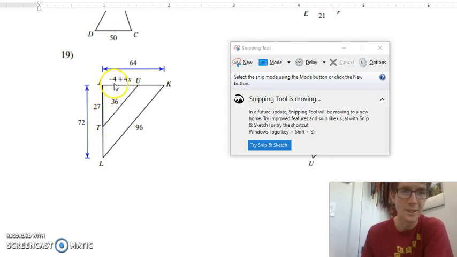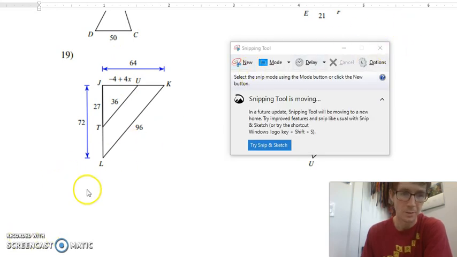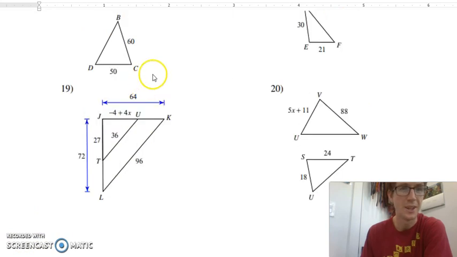But anyway, basically, think of this triangle right here as corresponding to the bigger triangle all the way over. So little triangle corresponds to big triangle. For the big triangle, the sides are 72 and 64. For the little triangle, the sides are 27 and -4 plus 4x. So you could say that, for instance, 27 over 72 is equal to -4 plus 4x over 64. That would be a way to do it. I'm going to stop there.